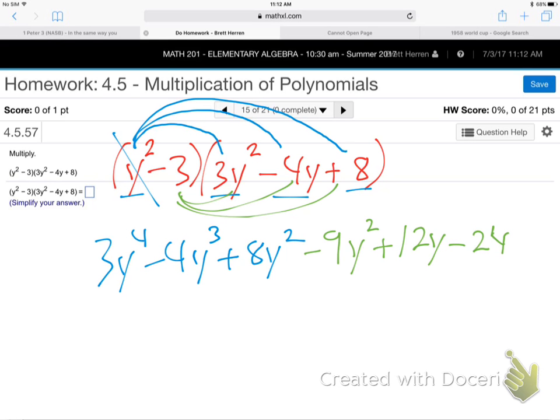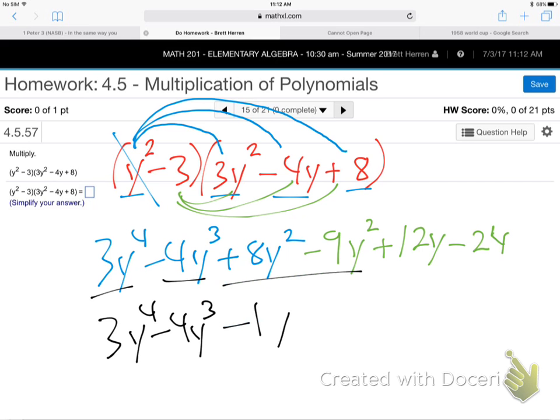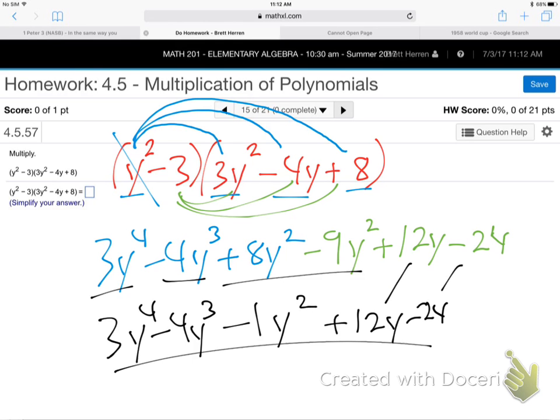Everybody get those signs right? That good? So first to all 3, second to all 3. And then just gather the like terms. So 3y to the 4th, minus 4y to the 3rd, plus 8 minus 9 is minus 1y squared, or just minus y squared, plus 12y minus 24. There we go.